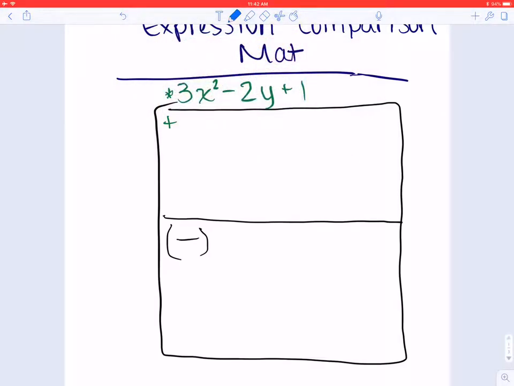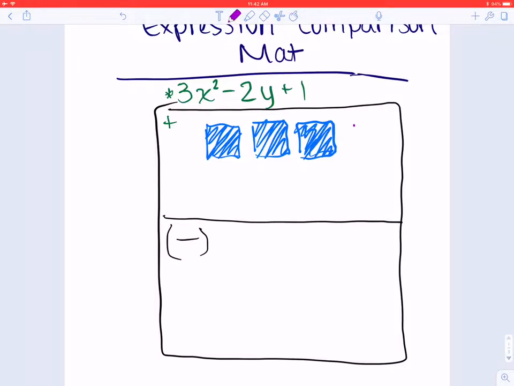So my x tiles are blue, so I have 3x squareds, and they're positive, which means I'm going to color them blue. But then it tells me I have two negative y's, and remember my y's are purple, so I'm going to add 2, but they're negative y's, which means I have to make them red. 2 negative y tiles, making them extra long so they can't get confused with our x tiles. And then it shows me that I have a positive unit tile, and the unit tile is that kind of dark bluish black, and it's positive.